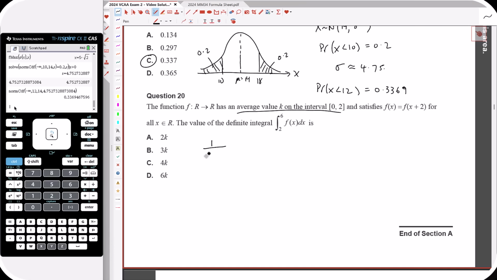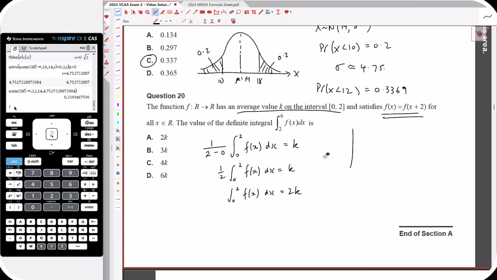So average value is 1 on 2 minus 0, integral from 0 to 2 of f of x. And we know that that is equal to k. Which means half times integral from 0 to 2 of f of x is k, and so integral from 0 to 2 of f of x is 2k. Okay, so then we need to think about what the other condition tells us. That tells us that if we translate the graph to the left by 2, we still get the same graph. And so it has to be some kind of periodic function.